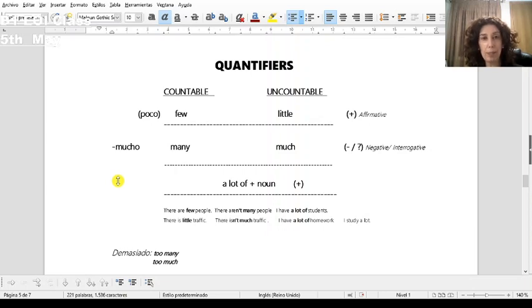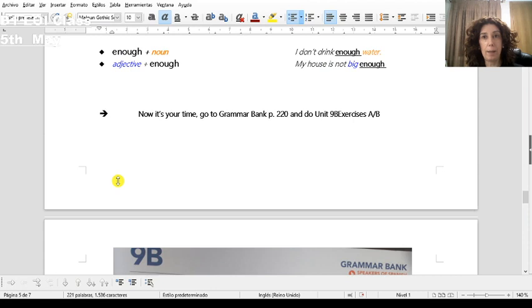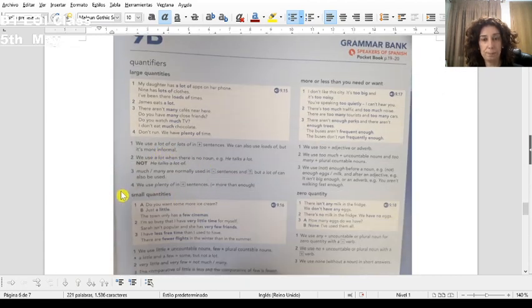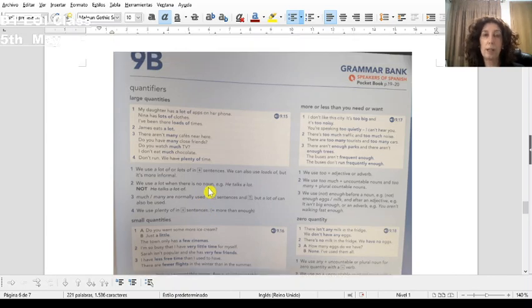Then everybody go on Grammar Bank, page 220. And here you have the explanation. Please read the explanation. You have large quantities, small quantities, enough, too. Se me olvidó explicar el zero quantity, pero bueno, si no n'hi ha res és there isn't any. I don't have any.